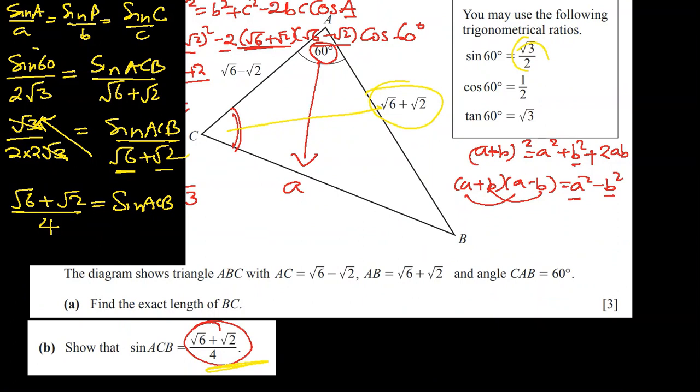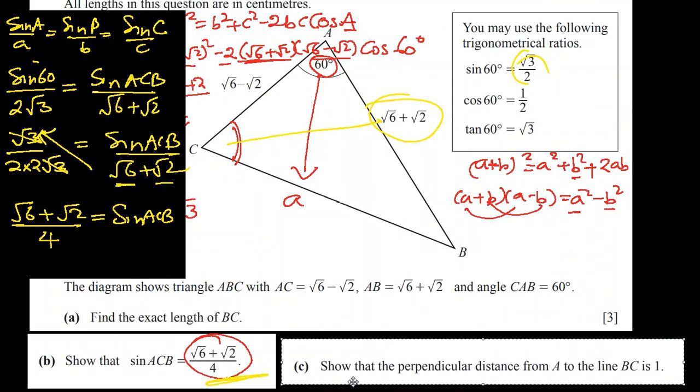Done. There's one more part. Show that the perpendicular distance from A to BC is 1. So let's see what they're talking about. BC is this line, A is here. So they want this perpendicular line and they want to tell us that this is equal to 1 and we have to show this. We can't use this, but we have to show this.